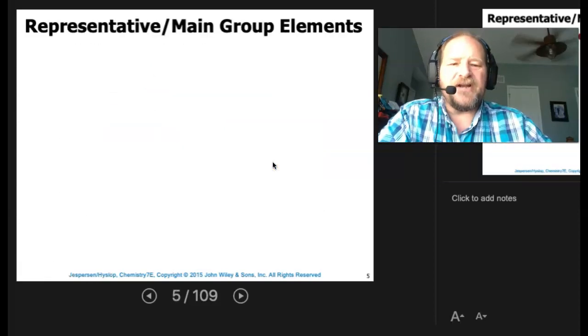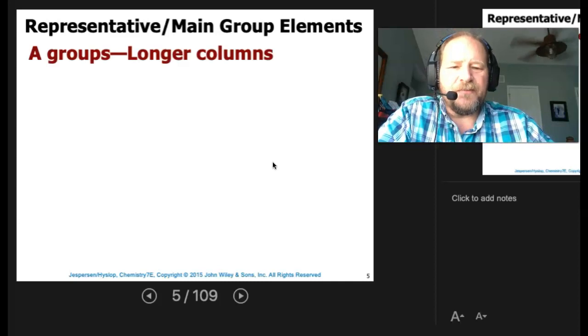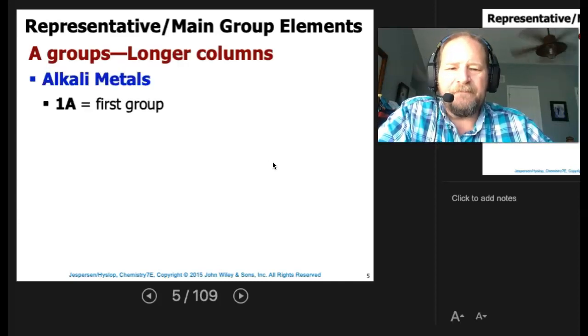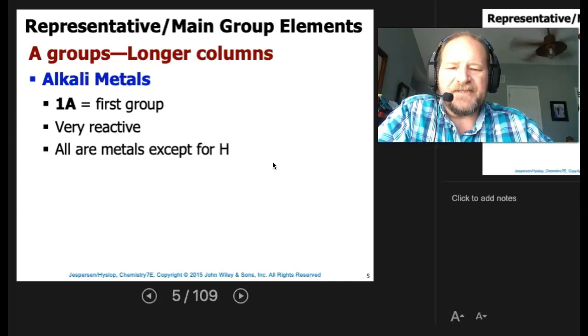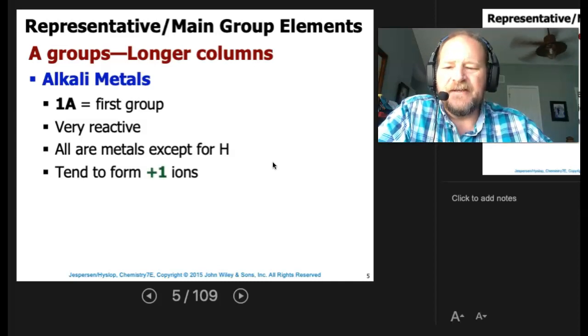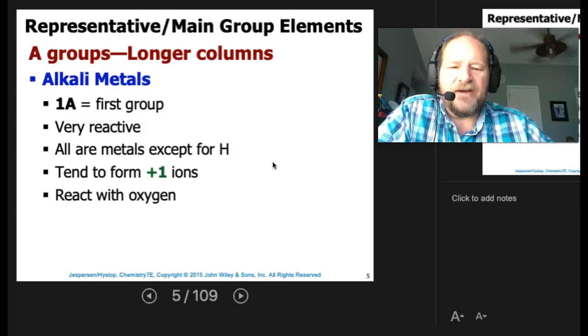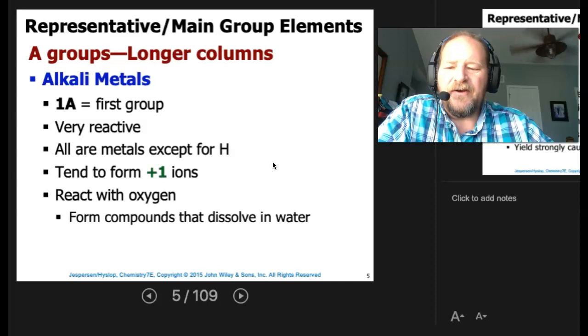All right, so the representative elements, the main group elements, those are your group A elements. And again, that's going to be the alkali metals, group 1A. These are very reactive. All of them are metals except for hydrogen, but hydrogen actually can behave like a metal. It's just not a metal. It is a gas. They all tend to form +1 ions. They all react with oxygen, and they all form compounds that dissolve in water.